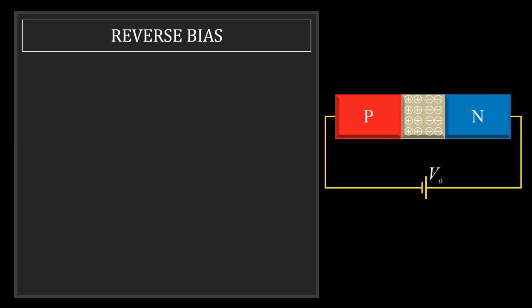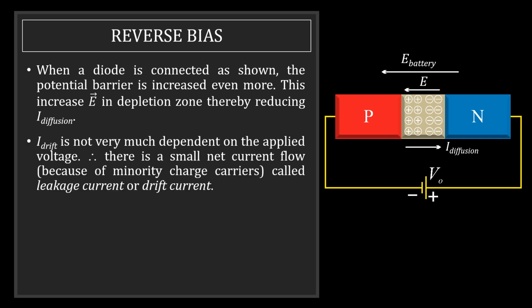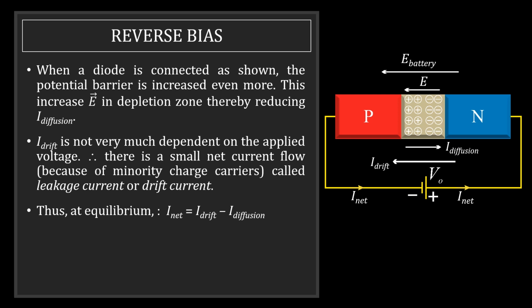Reverse bias. Now in this you can see the P type is connected to negative terminal of the battery and the N side is connected to the positive terminal of the battery. Now what will happen? Because of the battery, the electric field will be to the left and there was already an electric field due to the depletion zone. Because the net electric field is to the left, the diffusion current will reduce. And because the drift current does not change by a significant amount, the net current is going to be I drift minus I diffusion in anticlockwise direction. And this net current is called leakage current.